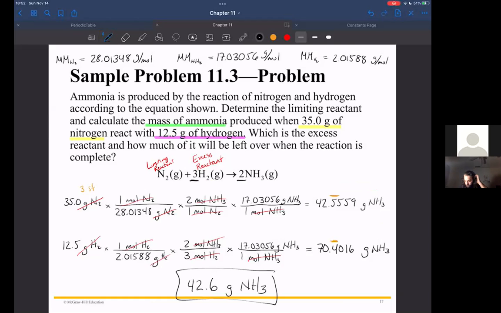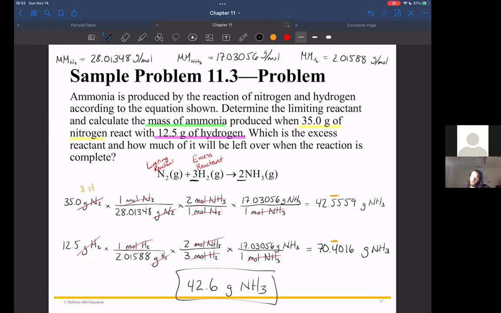Okay, so that answers the first question, which is what's the mass of ammonia produced? The next question is which is the excess reactant? Okay, check, we got that. How much of it will be left over when the reaction is complete? So if I start out with 12.5 grams of hydrogen, how much is going to be left when it's over? All right, so for this, we need to figure out how much of that hydrogen is actually consumed.